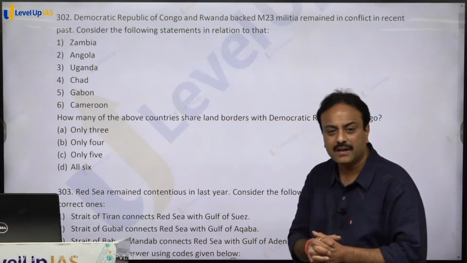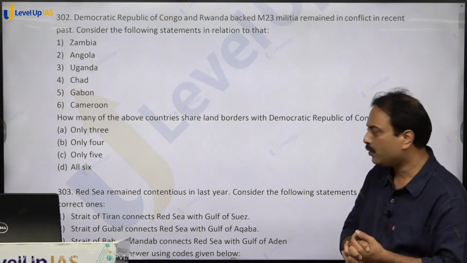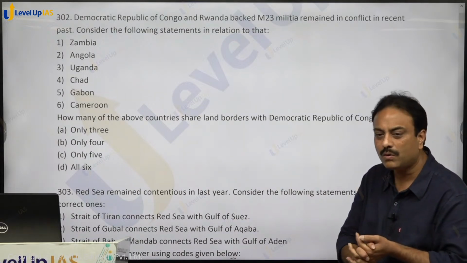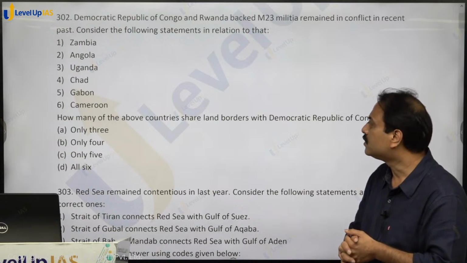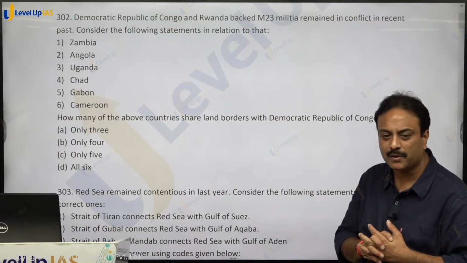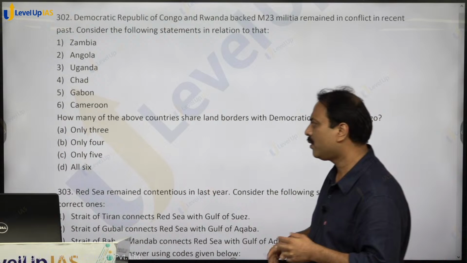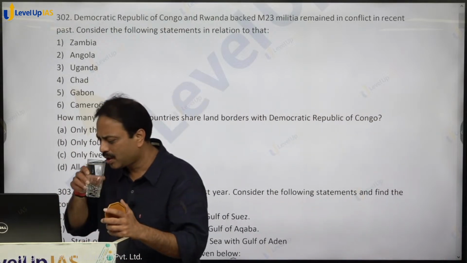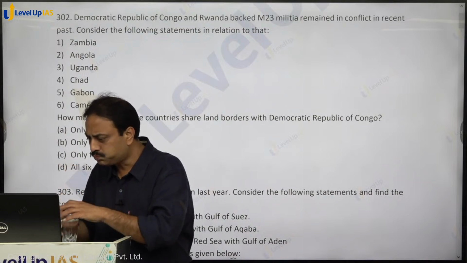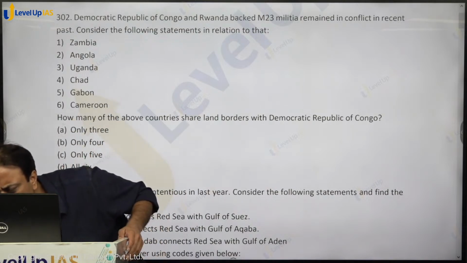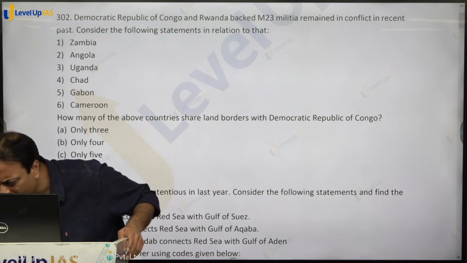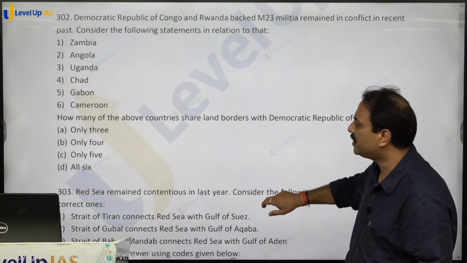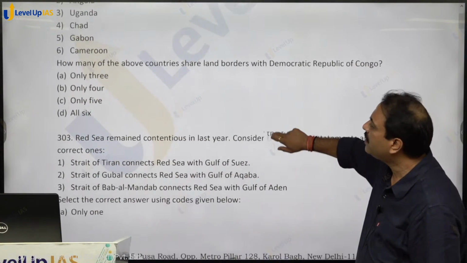So Zambia was there, Angola was there, Uganda was there, Chad, no, Gabon, no, Cameroon, no. So 1, 2, 3 are having borders with Democratic Republic of Congo, 4, 5, 6 are not having borders with Congo. Clear on that? So the answer will be only 3, option A for apple shall be the right answer.